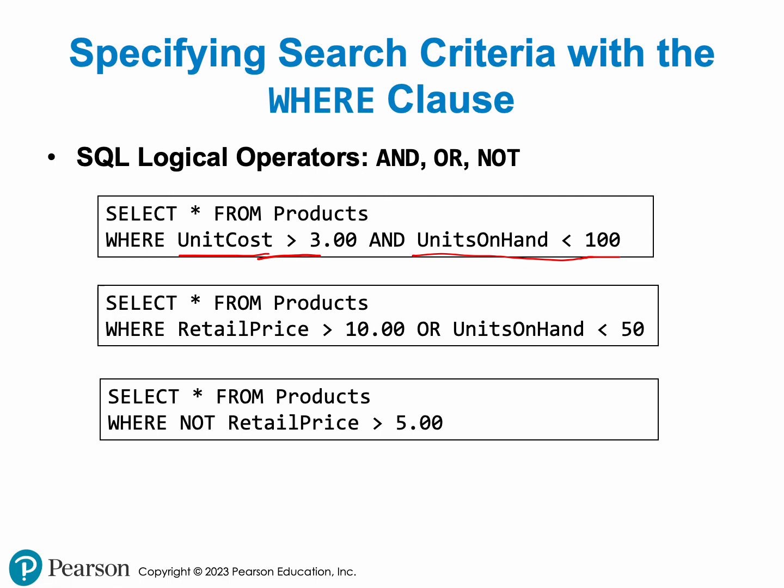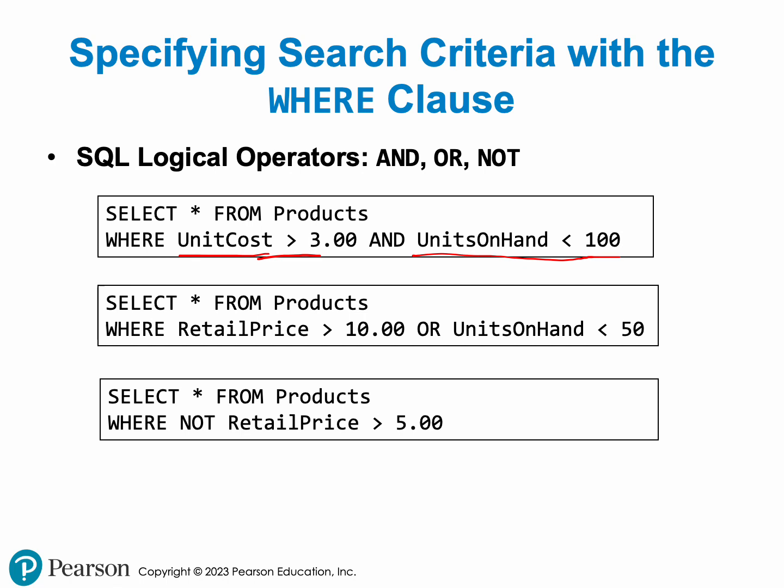For or, again, the same idea, where we are searching for every single piece of information where retail price is greater than 10 or units on hand is less than 50. So what's going to be displayed is a row where either the retail price is more than 10 or units on hand is less than 50.